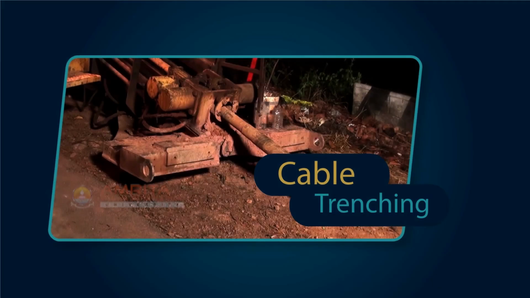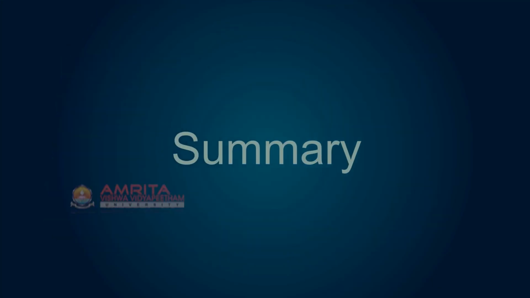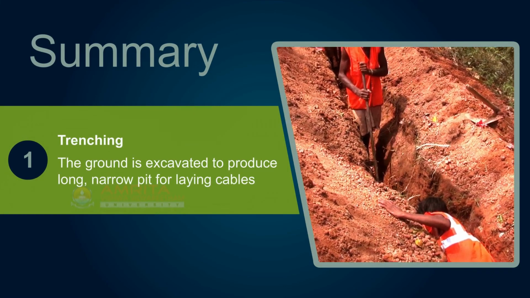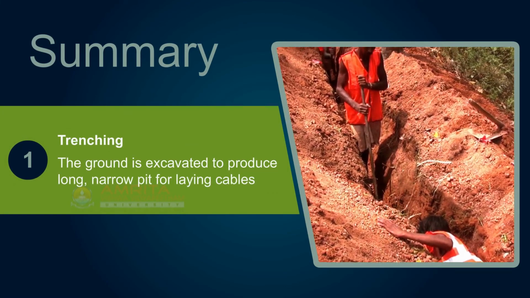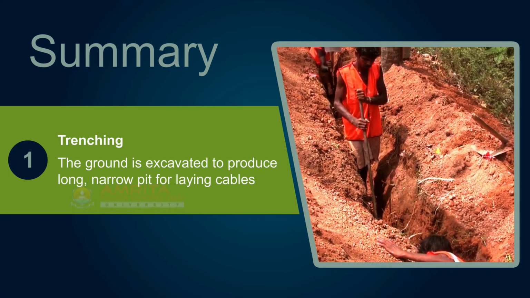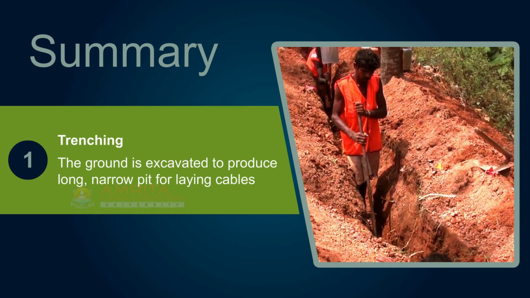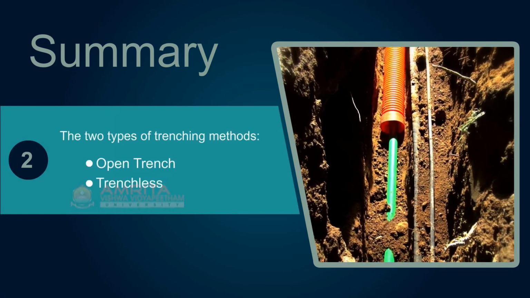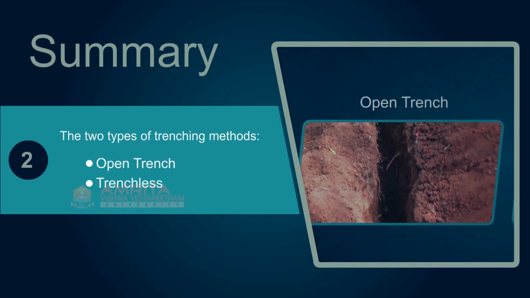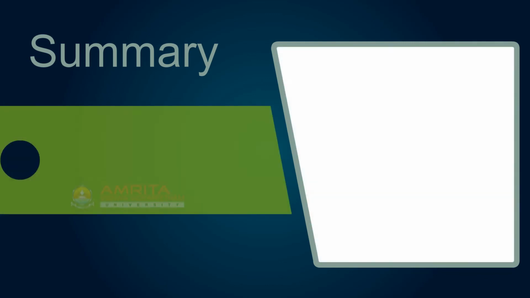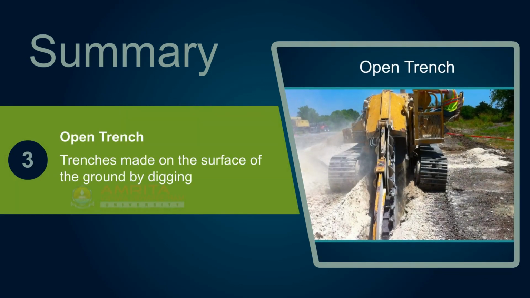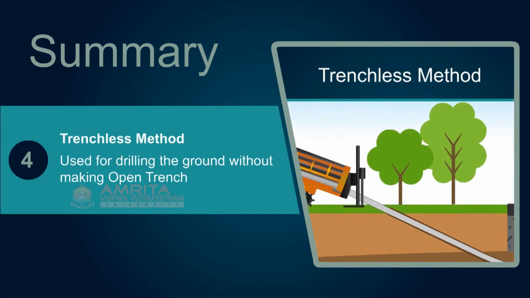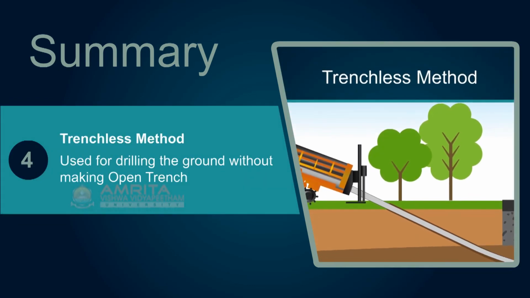With that, we've come to the end of the session. In this session, we learned that trenching is a cable laying method in which the ground is excavated in specified measurements to produce a long, narrow pit for laying fiber cables. The two types of trenching methods are open trench and trenchless method. Trenches made on the surface of the ground by digging are called open trench. The trenchless method is used for drilling through the ground without making an open trench.